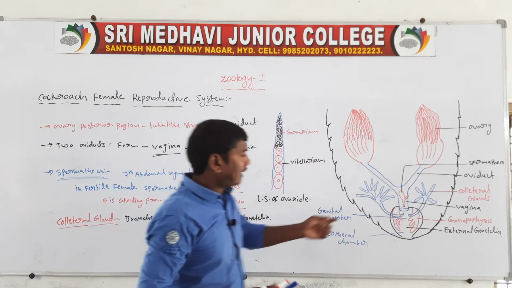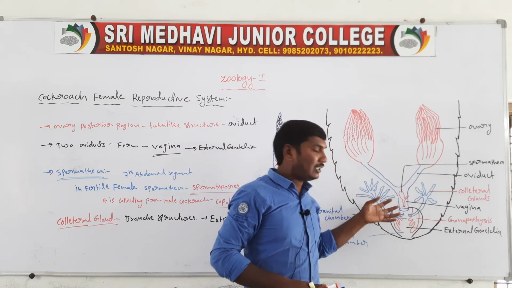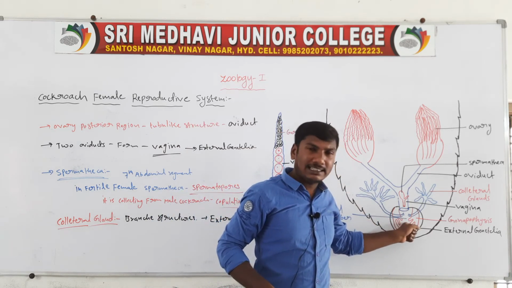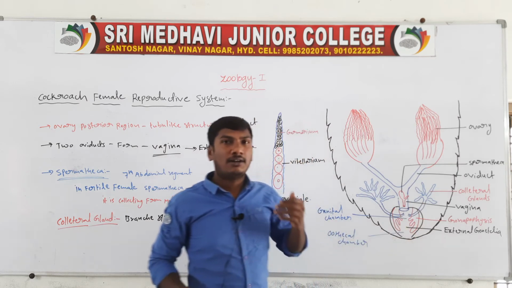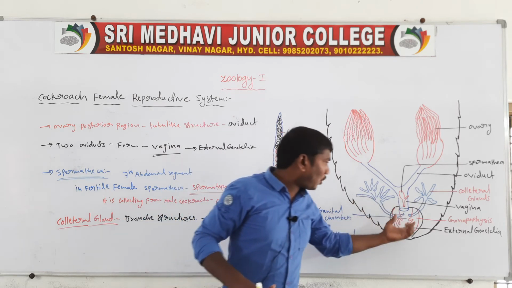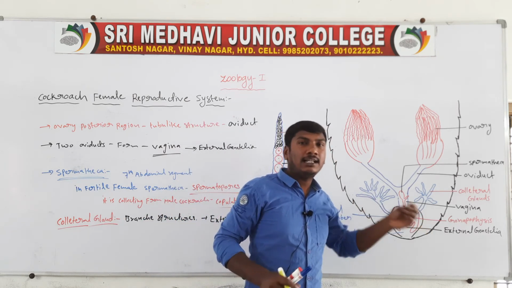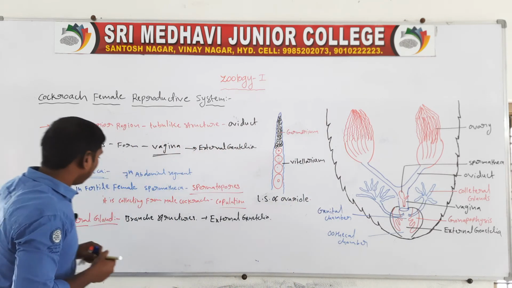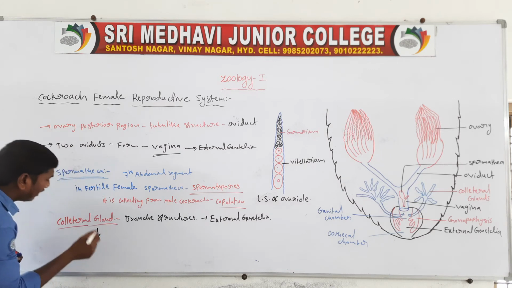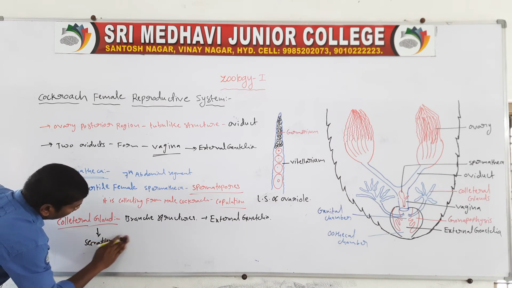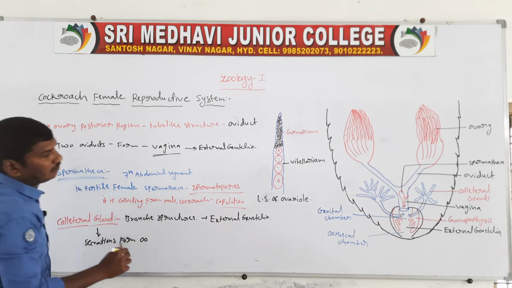The collateral glands are two: one on the left side and one on the right side. These collateral glands are branched, and they open into the external genitalia through separate openings. Each collateral gland has its own separate opening. So the two collateral glands open into the external genitalia through two separate openings. The collateral gland secretions form the ootheca.